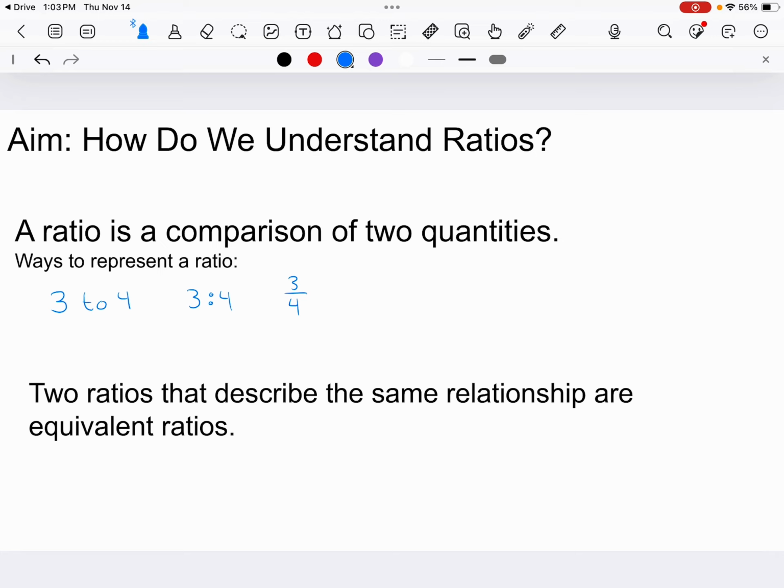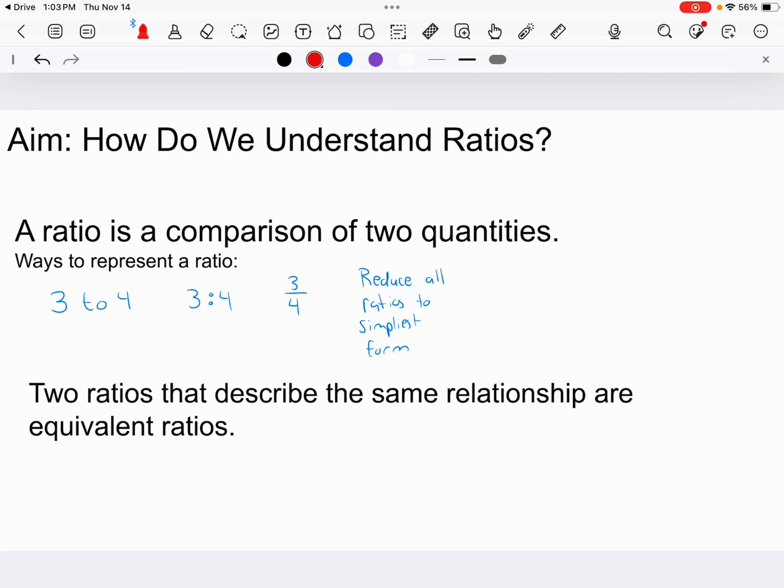Since a ratio can be represented as a fraction, you always want to make sure that you're going to reduce all ratios to simplest form.